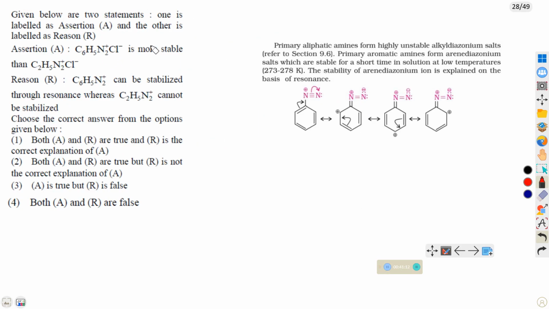Assertion: C6H5N2Cl is more stable than C2H5N2Cl. Yes, aromatic diazonium salts are more stable than aliphatic, because in aromatic resonance is possible. Both A and R are true. R is the correct explanation of A.